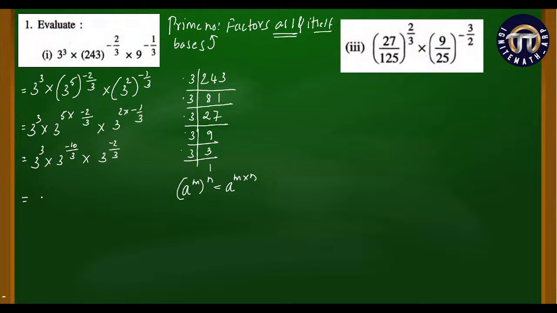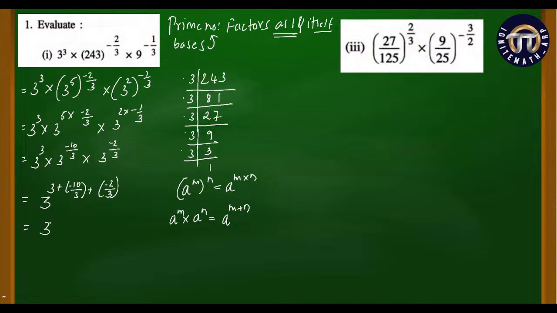So later I can write 3 as it is. See, I can apply the product law over here. So why can I apply the product law? Because I have like bases. So 3 to the power of 3, plus minus 10 by 3, plus minus 2 by 3. So means what? a to the power of m into a to the power of n, I can write this as a to the power of m plus n. Okay, so that's why I have added them.